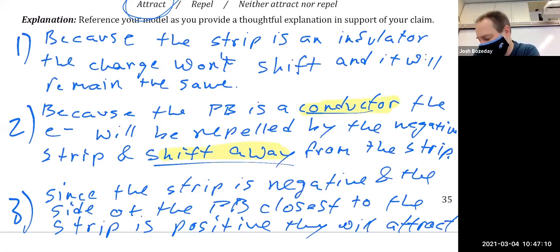And then finally, give me a signal if you said the third thing: since the strip is negative and the side of the pith ball closest to the strip is positive, they will attract. How many people said that? Good, good, good.